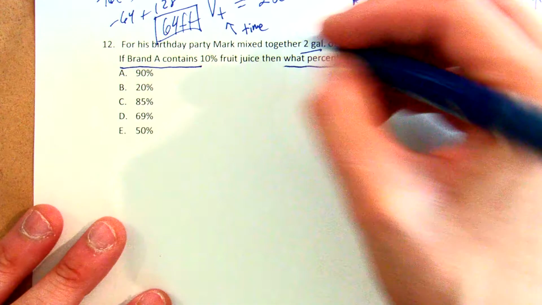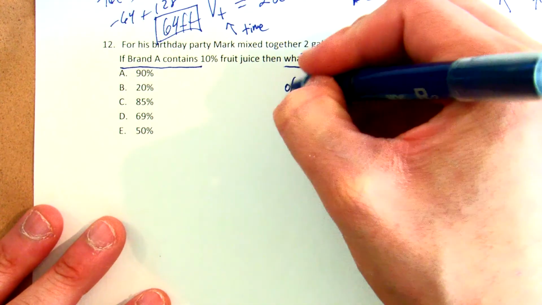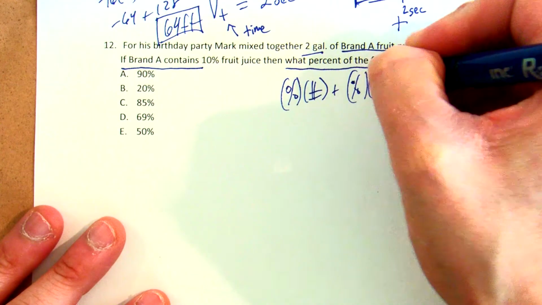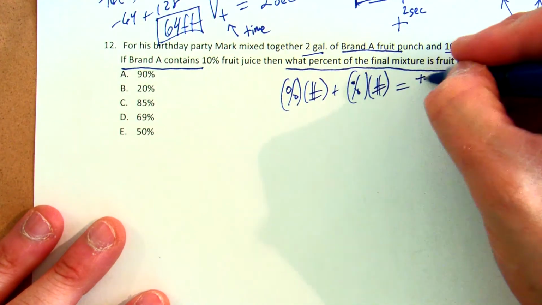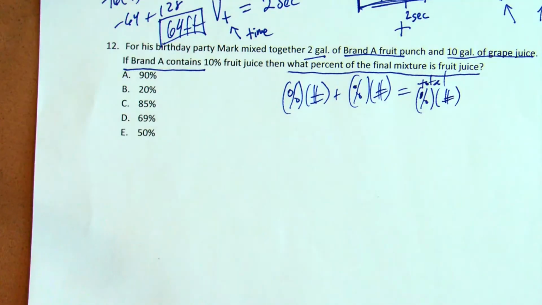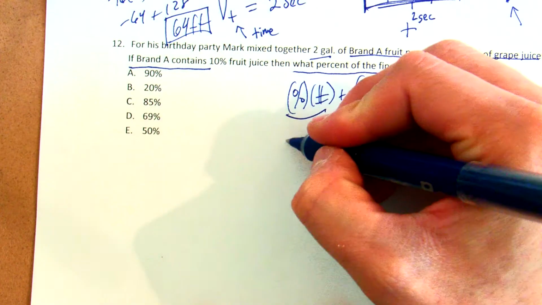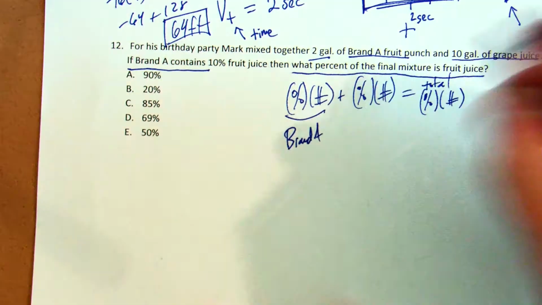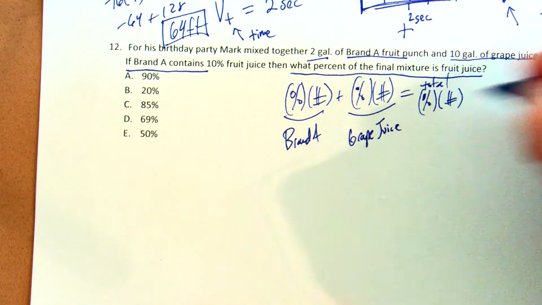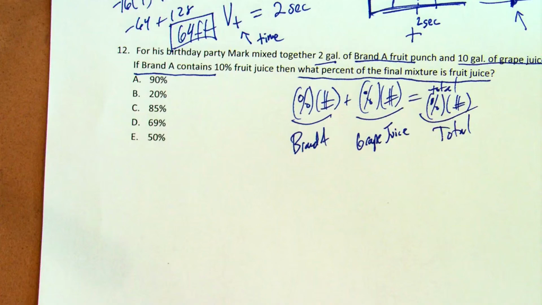So if you remember the equation, this is that percent mixture, so it's percent times the number plus percent times the other number equals the total. So all you have to do is just figure out and label these. I'm going to call this first one here Brand A, and this one is the grape juice. And this one, of course, is just the total. Okay? So you just fill it in.